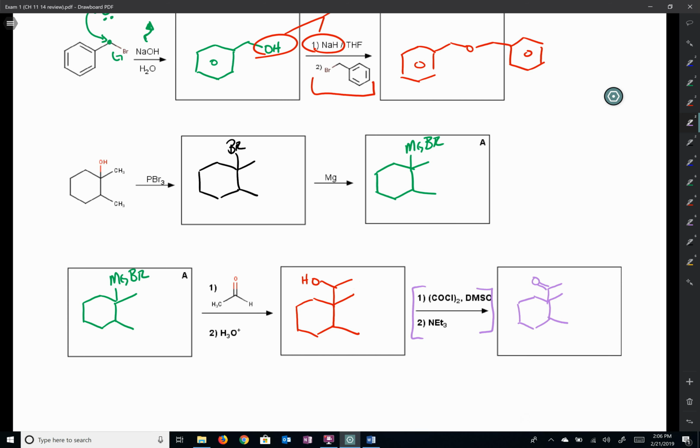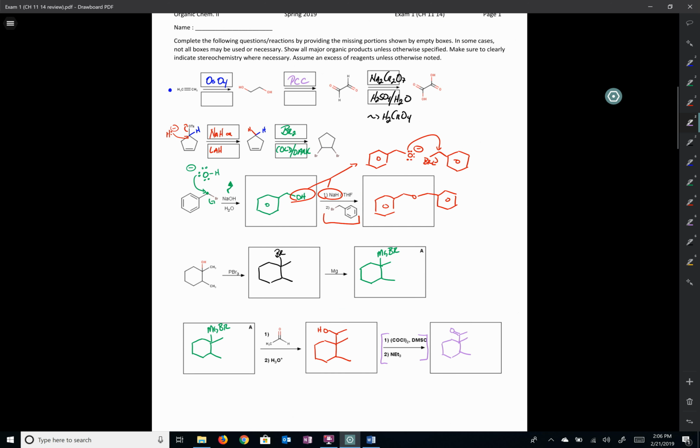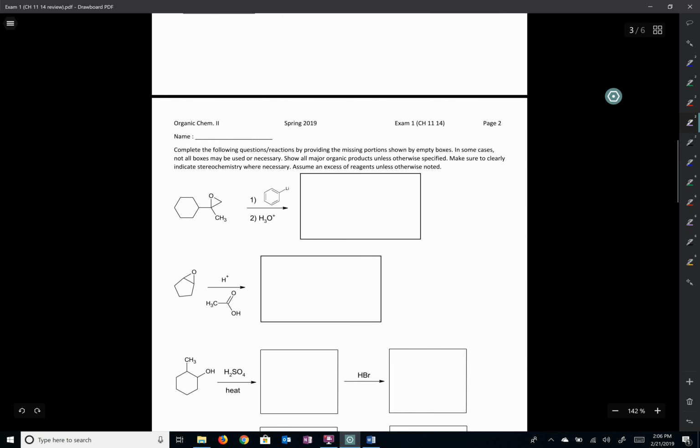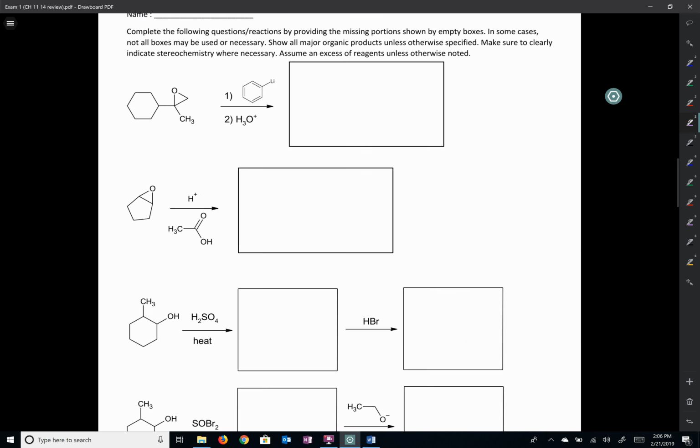All right, so that's page 1. I'll just zoom out for a minute so you guys can take a look through that, and we'll move on to page 2. All right, so let's look at the top here.